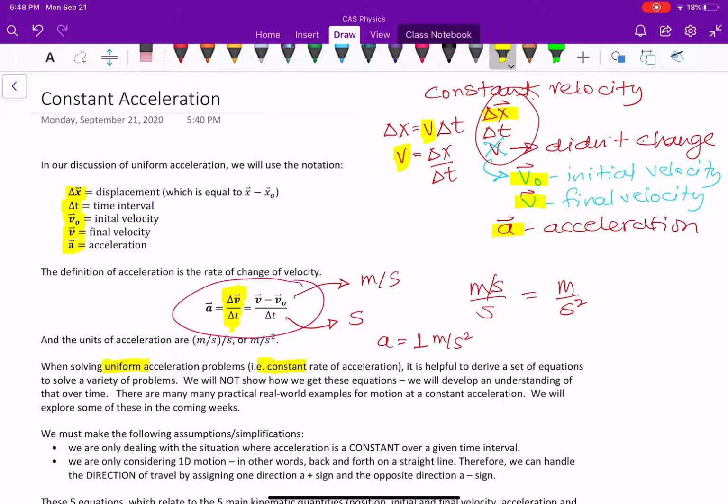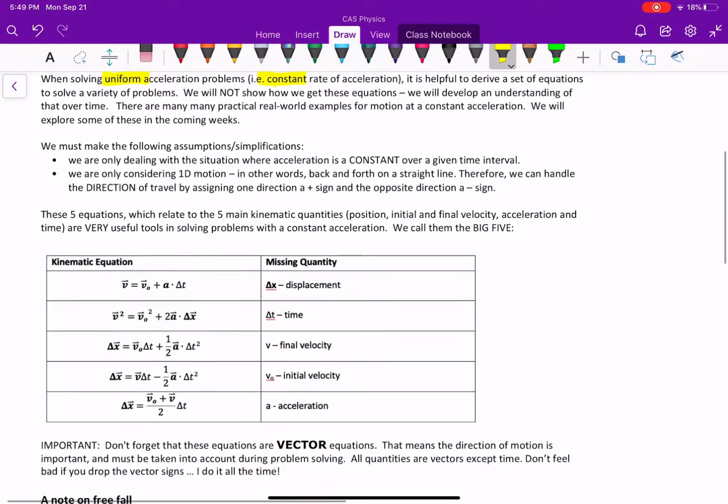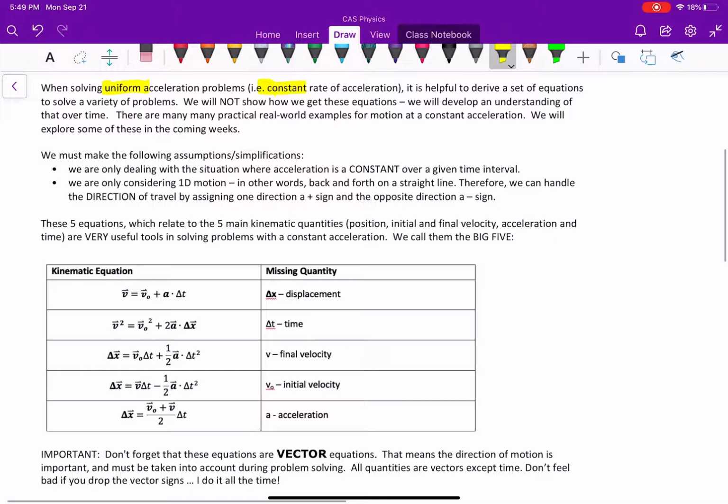These equations can be derived, and over time in this course, especially when we get into graphing motion, we'll learn more about where they come from. But today, in this problem solving activity, I'm just going to give you the equations, tell you what they are, and we're going to use them practically to solve problems.